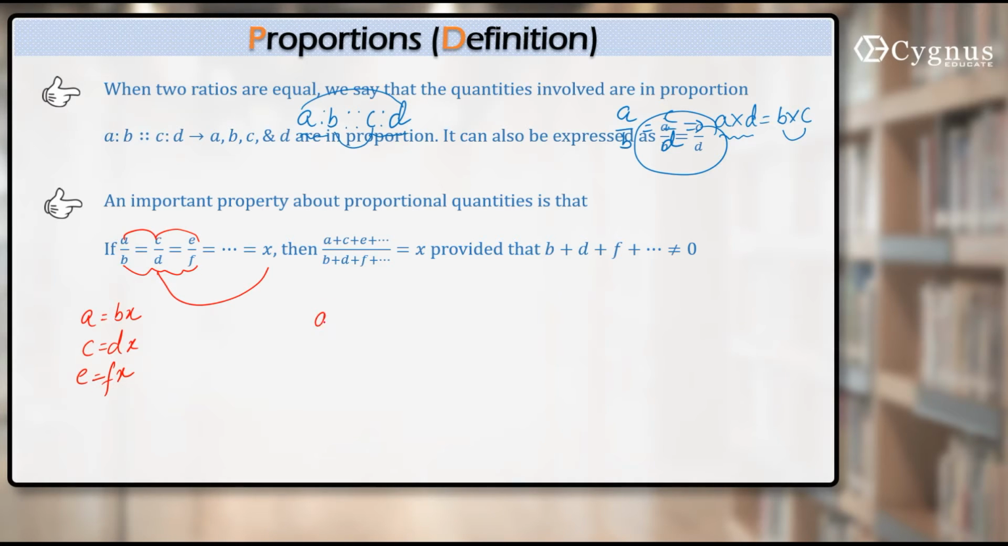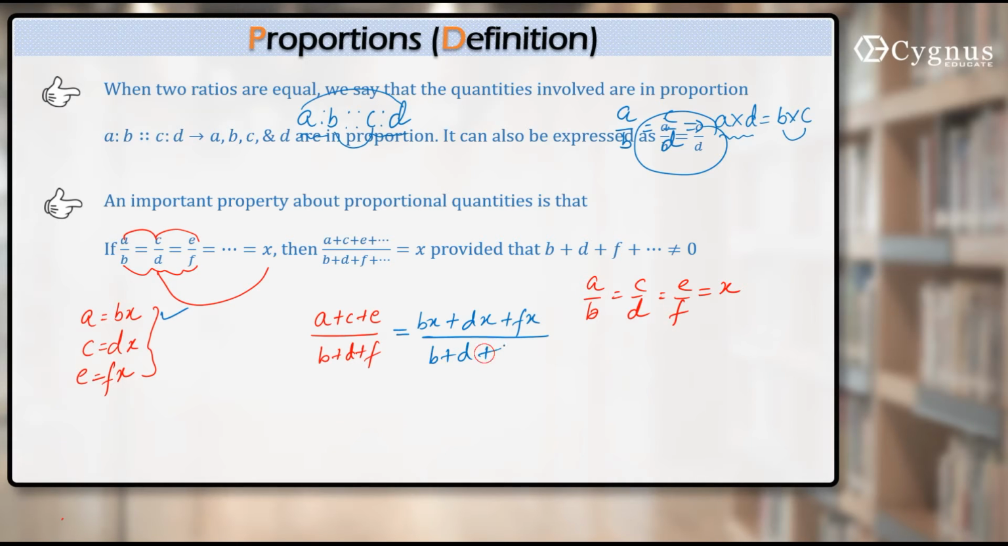So let's say I want to calculate A plus C plus E by B plus D plus F. And what was given? A by B is equal to C by D was given equal to E by F. I took it equal to X. So according to that, we get A is equal to Bx, C is equal to Dx, and E is equal to Fx. Fine. Now let's look at this. What is the value of A? This is Bx. Plus C is what? Dx. And E is what? Fx. Divided by B plus D plus F.